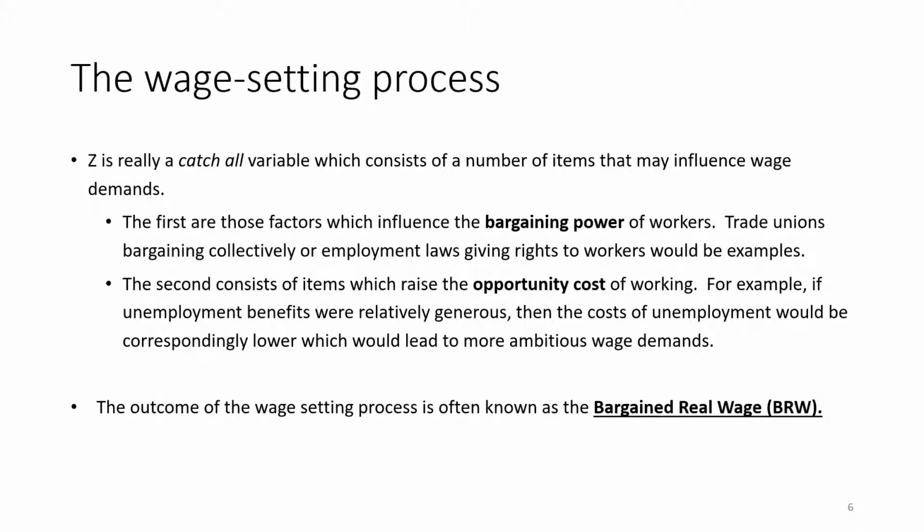The second set of factors, which I've grouped together and called Z, are basically things that influence the relative power of workers in this wage bargain via the employers. These might include the power of trade unions, or things that raise the opportunity cost of working. For example, if unemployment benefits are incredibly generous, then the cost of being unemployed is basically lower. So therefore, workers would be more ambitious in pushing for higher wage demands.